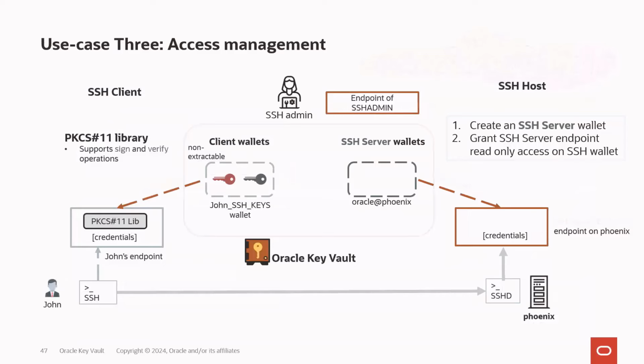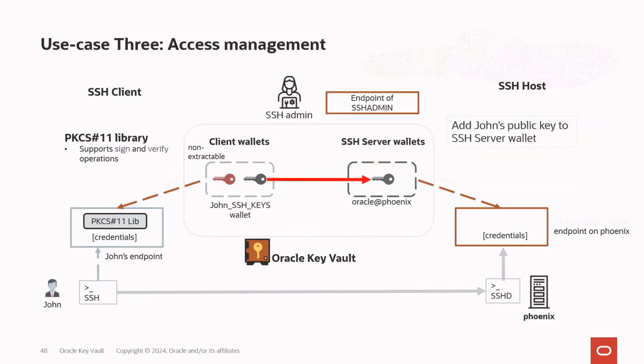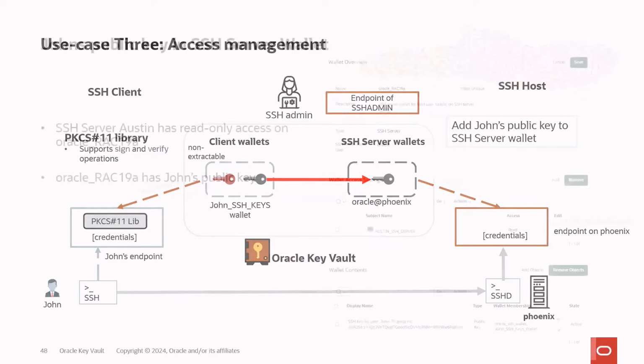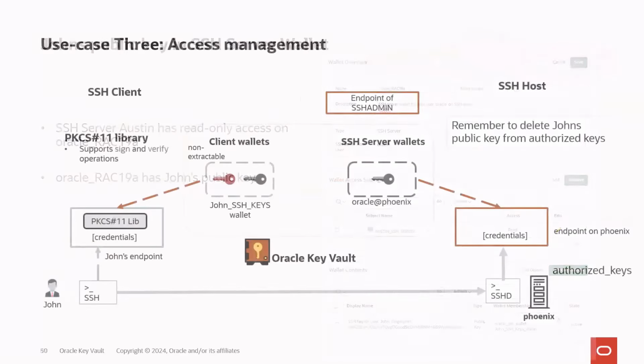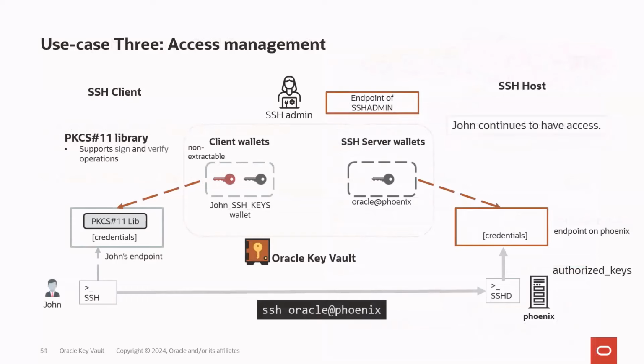if we apply both use cases to the solution, then on the left side, we have a client wallet where John finds his key pair. The private key is non-extractable. John has read-only access to the wallet. There is nothing he can do but use the keys. The administrator copies the public key to the server wallet, and John connects to the remote machine. And there are no SSH keys on John's workstation. There are no SSH keys on the remote machine.